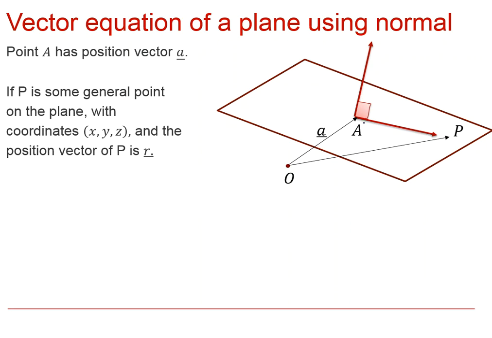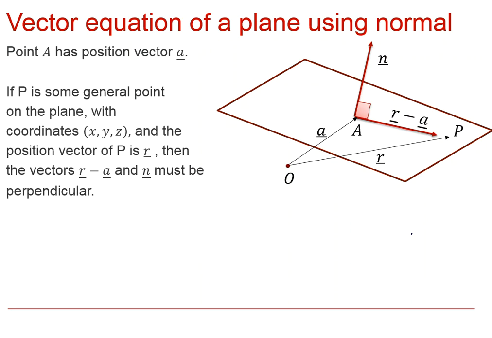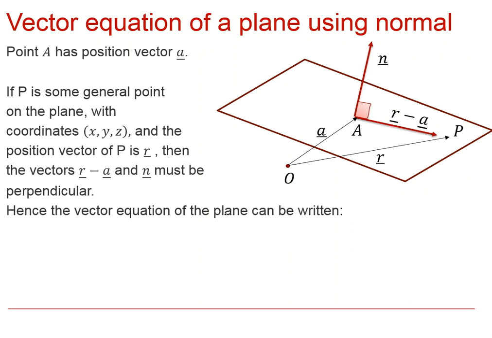So if we have a look at this diagram, we can see that point A has position vector a. Point P we're going to call some general point on the plane with coordinates x, y, z and position vector r. Now if we look at this vector, r minus a, it must be perpendicular to n, which is defined as the normal vector, so it's perpendicular to any line within the plane.